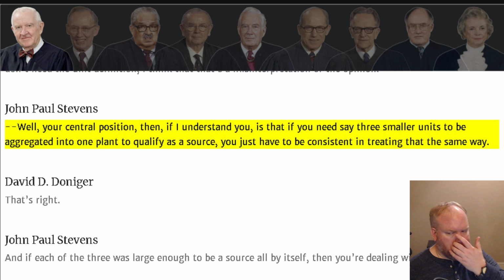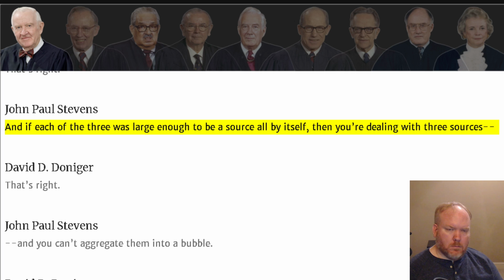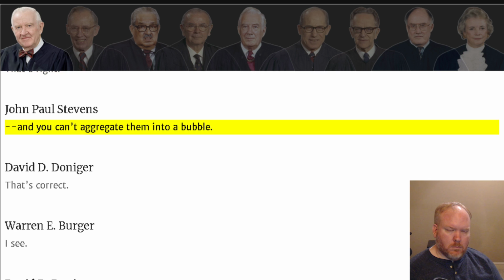Well, your central position then, if I understand you, is that if you need, say, 3 small units to be aggregated into one plant to qualify as a source, you just have to be consistent in treating that same way. And if each of the 3 was large enough to be a source all by itself, then you're dealing with 3 sources and you can't aggregate them into a bubble. That's right. That's correct. I see.